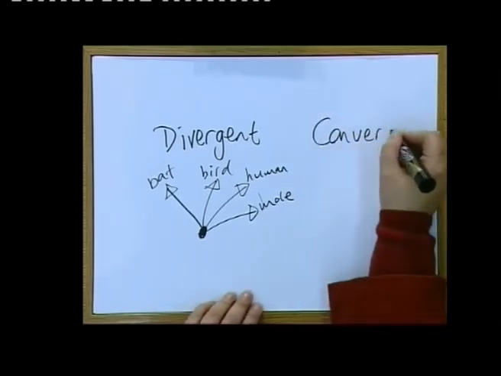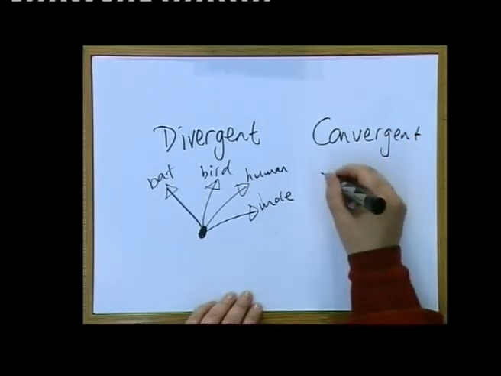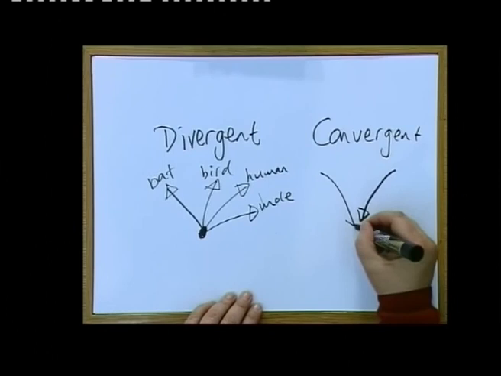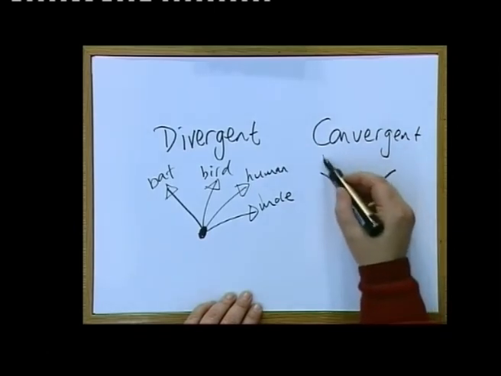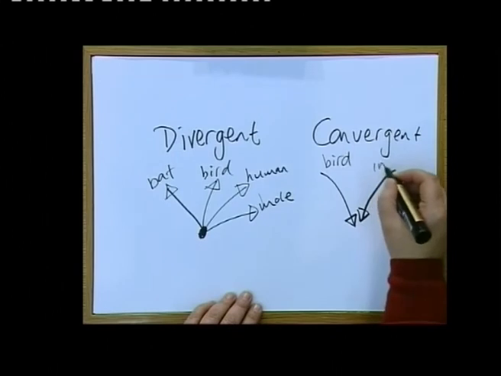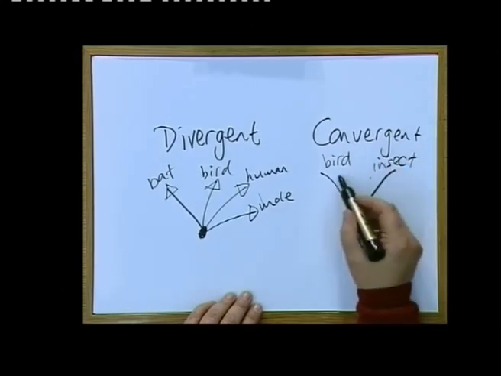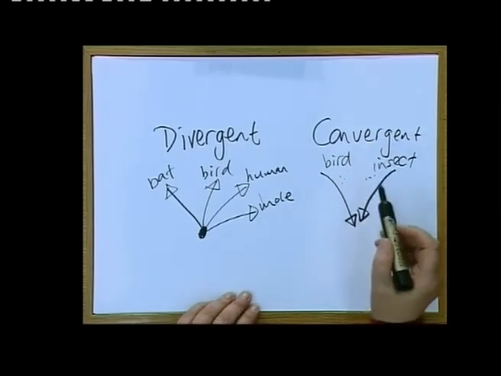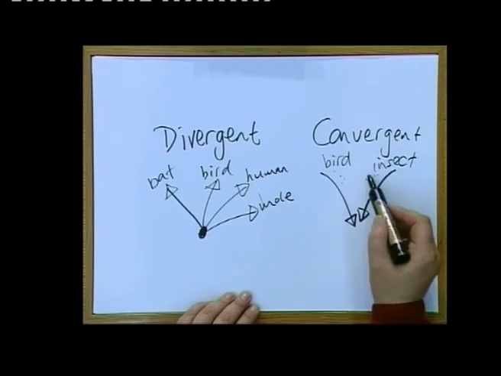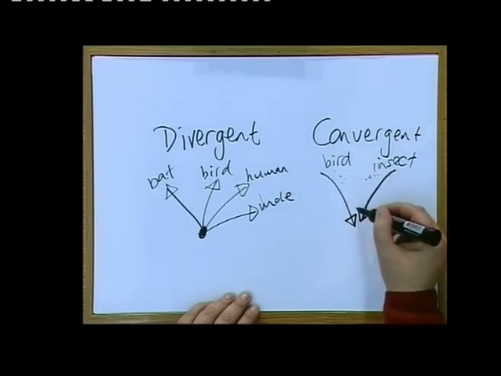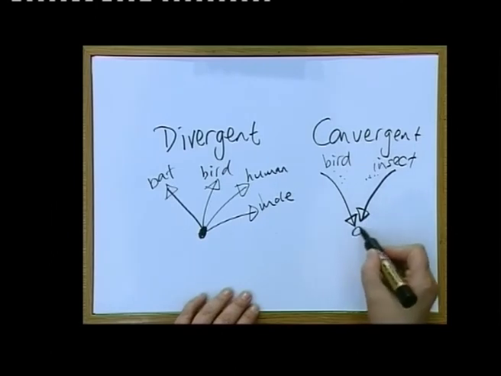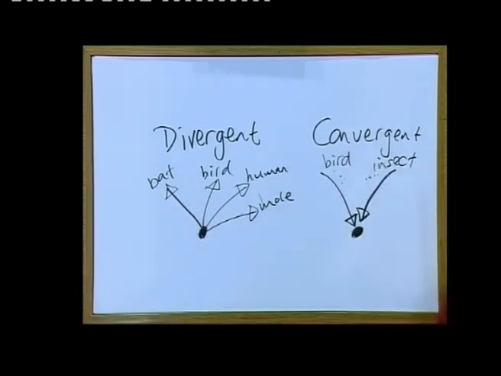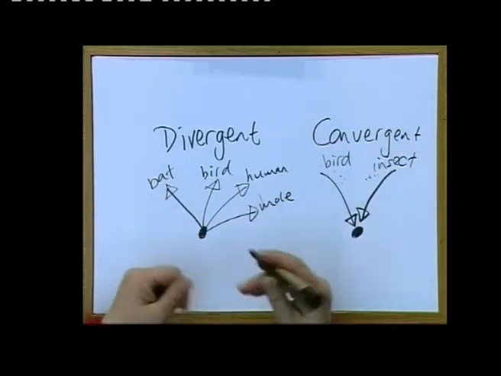Convergent means to come together. You've got two totally different things, a bird with its wings and an insect with its wings. They are not that closely related. They developed different structures, but because they have a common need, and because they have to survive in the same conditions, they developed the same structure. So divergent is spreading, convergent is coming together. And I think that should explain it to them.